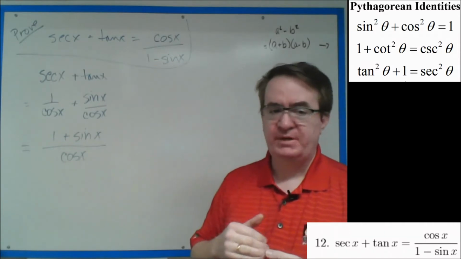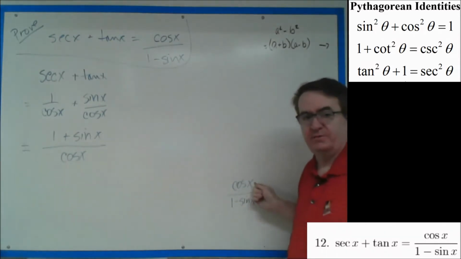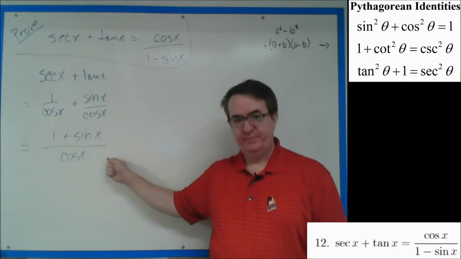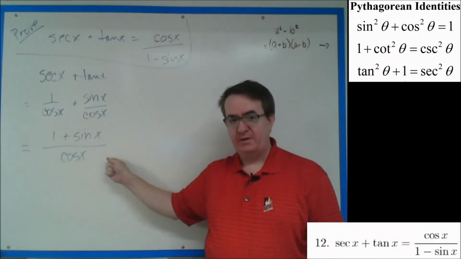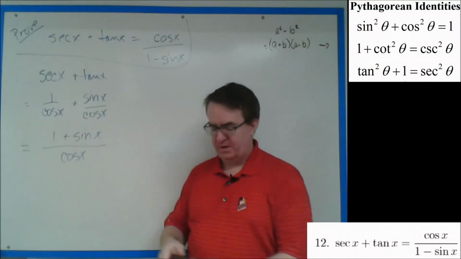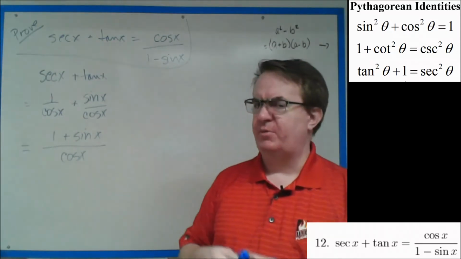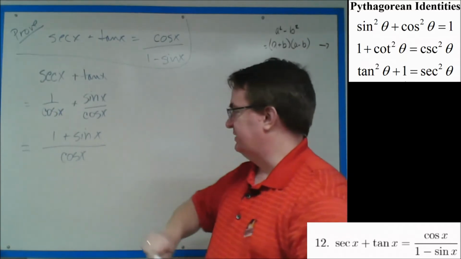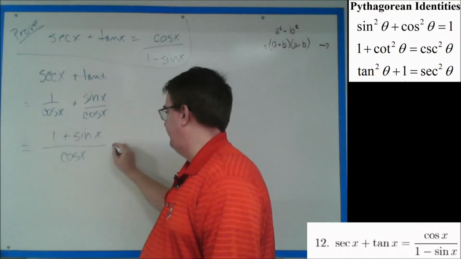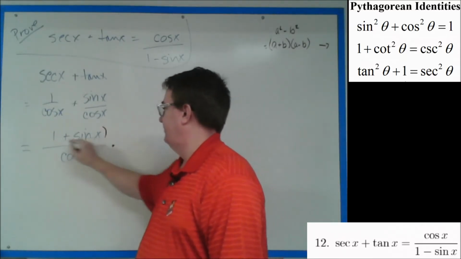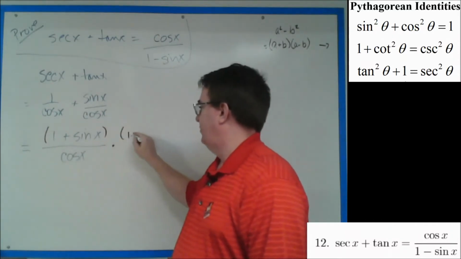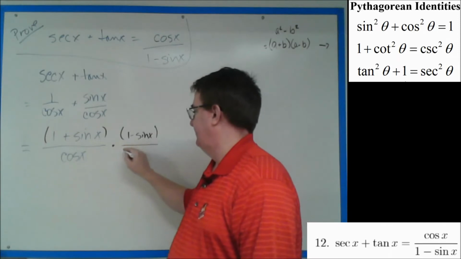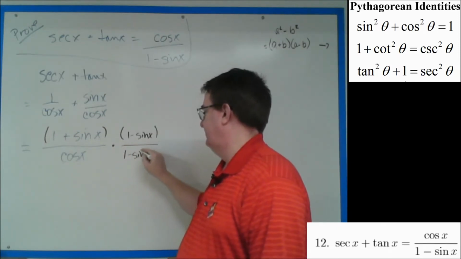One option, because again, I'm looking for a cosine here, would be to multiply the top and the bottom through by, actually let's go ahead and do that. It's a little bit easier. I was going to do it a totally different way, which I think may be a little bit more confusing. So we're going to do this. I'm going to multiply this by 1 minus sine x.